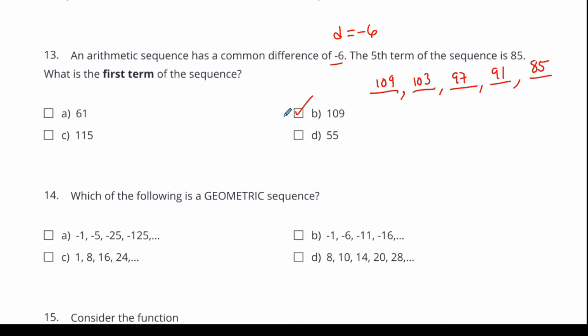Which is geometric. So we want to multiply by the same amount every time. Let's see. In choice A, what would you multiply negative 1 by to get negative 5? Well, you could do times 5, right? Does that get you to negative 25? Yep. Does it get you to negative 125? Yep. Oh, we didn't even have to check the other ones. You can check them. You'll see that they're not all multiplying by the same amount every time.